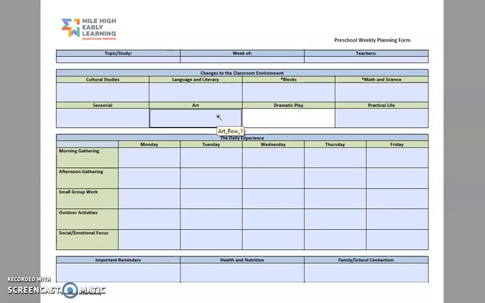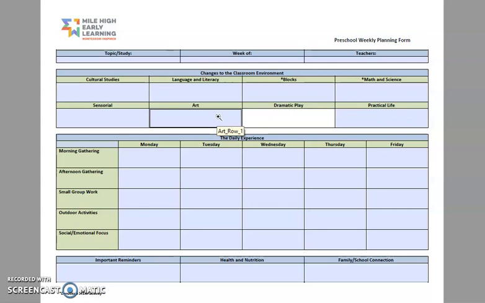This is not small group work. So say your topic of study was the mountains and you decide that you're going to do some rock painting. That is a small group activity and wouldn't necessarily go into the art area and changes to the classroom environment unless you were putting out a tray with rocks and paint on it that children could access at any time.